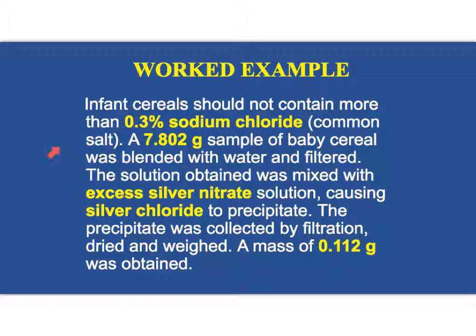Okay, so let's quickly go through a worked example. So if this is the one, it would say infant cereals shouldn't contain more than 3.3% NaCl. So if your exact mass is 7.802 g of baby cereal, was blended with water, so put into a solution and filtered. The solution was mixed with AgNO3, and then silver chloride was formed, which is just what we went through. The precipitate was collected, and we ended up with a mass of 0.112 grams at the end. How would we work out whether we had more than 0.03 sodium chloride?